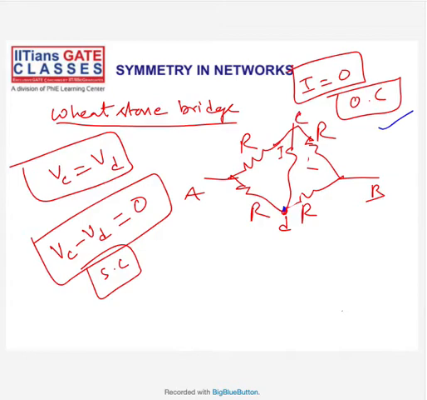So what I want to prove here is this. Say the total current is I. If you fold the network at this point, this point and this point will touch each other. That means with symmetry, if you fold it, all the points will have the same potentials. All these points, C and D, will have the same potential.